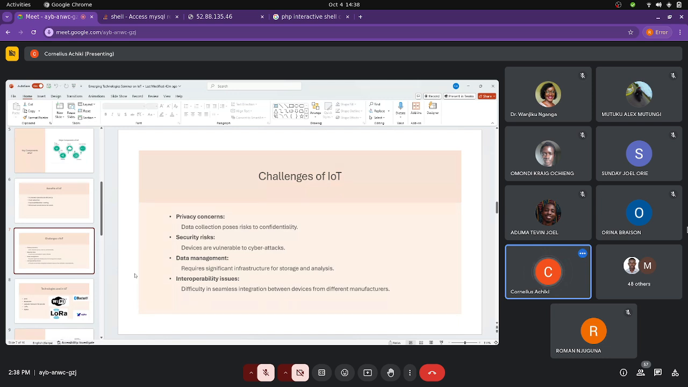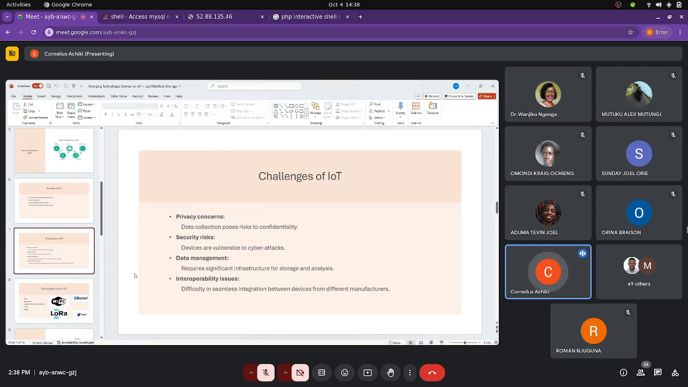If you have very many sensors that are collecting data and sending that data somewhere, the devices or the infrastructure that is going to be receiving that data is going to be upscaled in huge proportions.